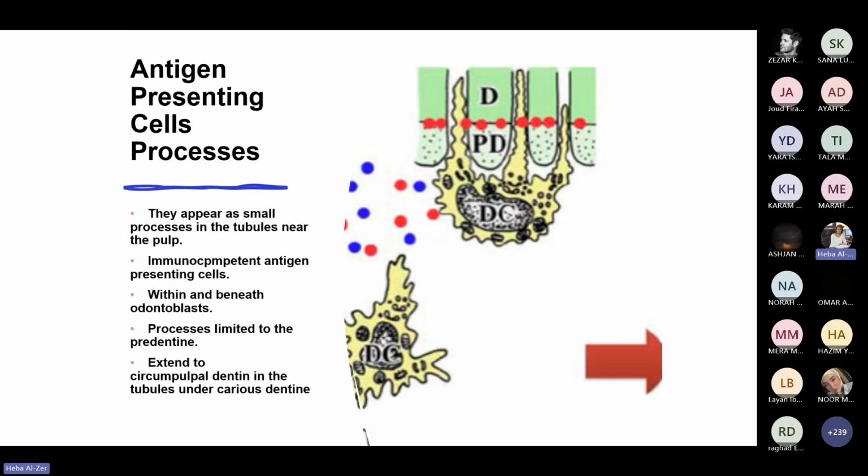The third component of the dentinal tubule is the antigen-presenting cell processes. As you can see, they are in close relationship with odontoblasts, and they send their processes into the dentine. Most probably they stay in the predentine, but if there is a carious lesion, they can actually extend into the deeper part of the dentine called the circumpulpal dentine.